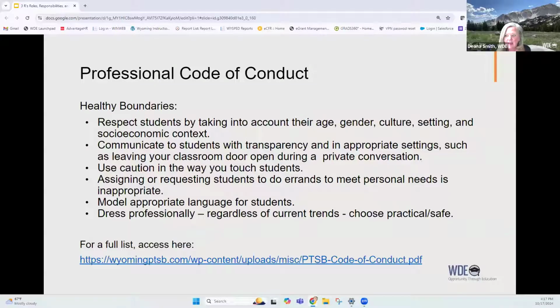And then I hate that I even have to put this on here, but modeling appropriate language for our students. Believe it or not, I've heard teachers and paras use profanity in the classroom. So be the good role model, set the example. I know that we get frustrated. I know they get frustrated.